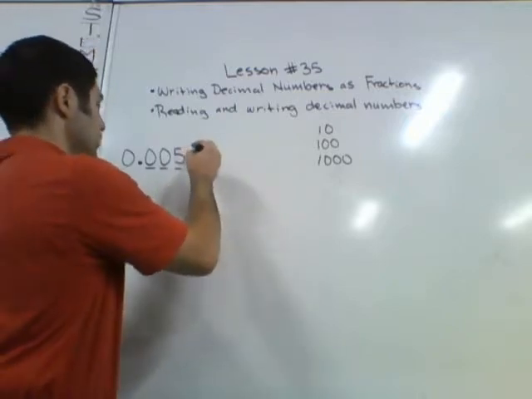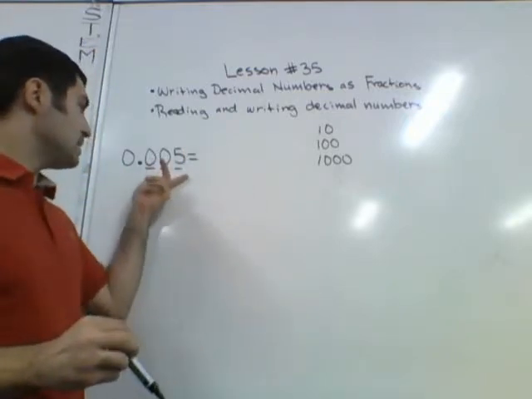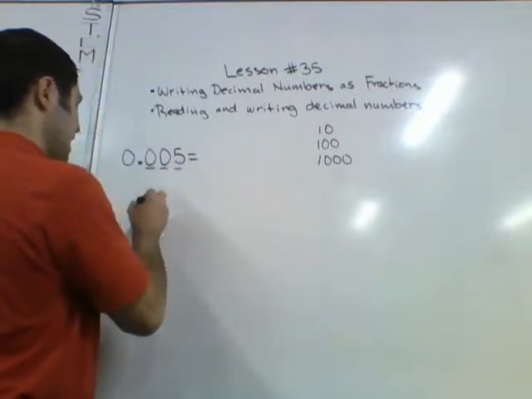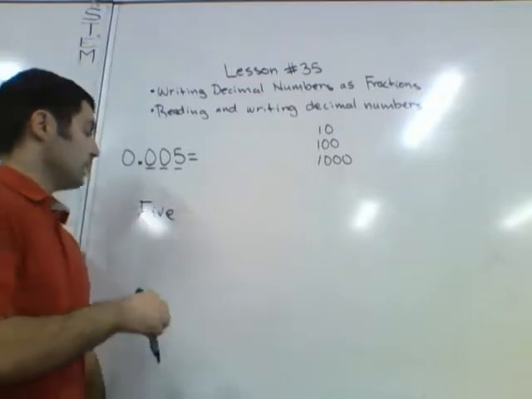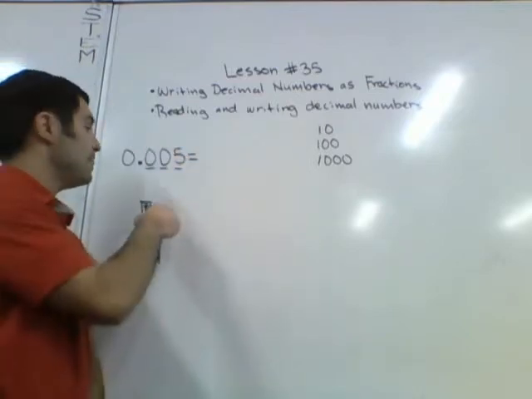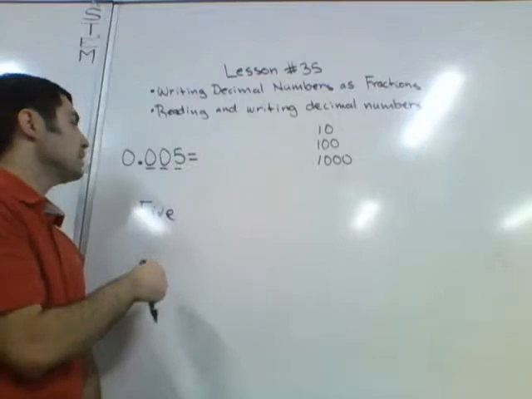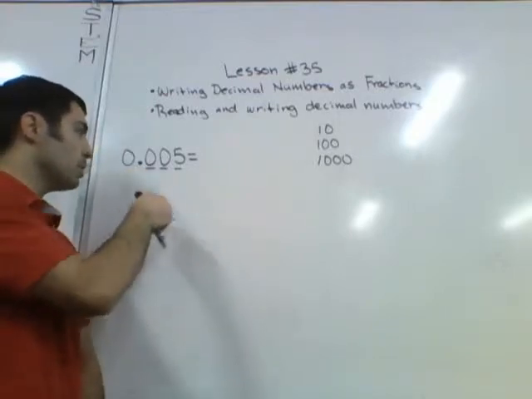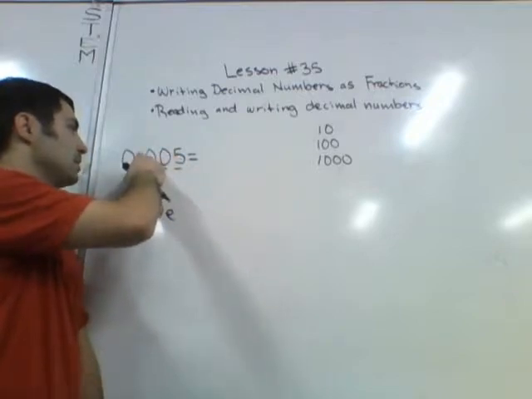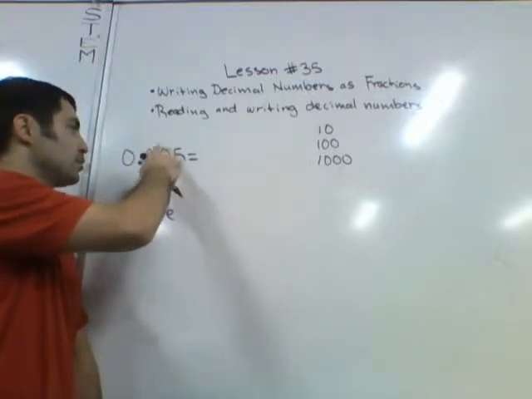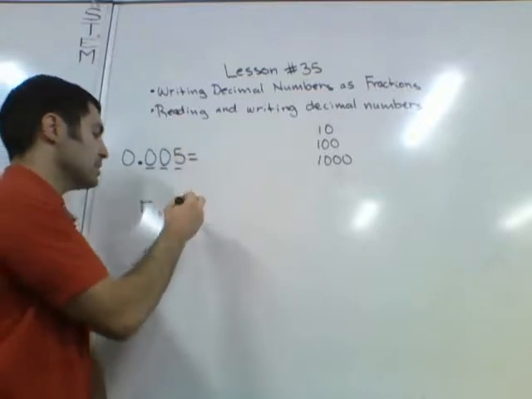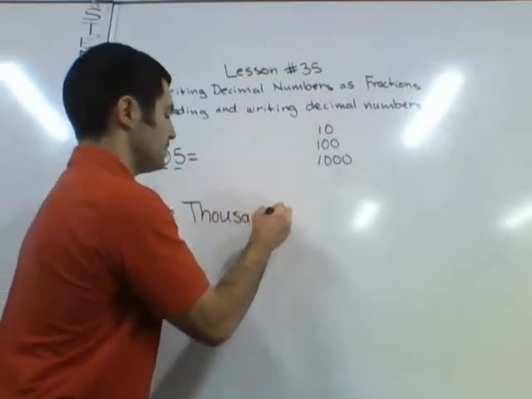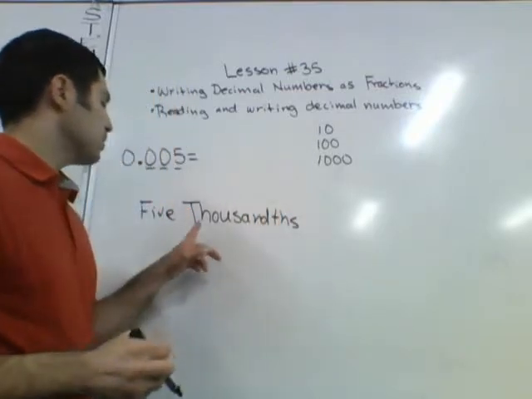0.005. What does that equal as a fraction? First, let's read it as a decimal. You say the word 5, because there's a 5 there. And then you say what place it's in. The place value is determined by where the number is in relation to the decimal. Count over from the decimal: tenths, hundredths, thousandths. So this is 5 thousandths. Keep that in mind.